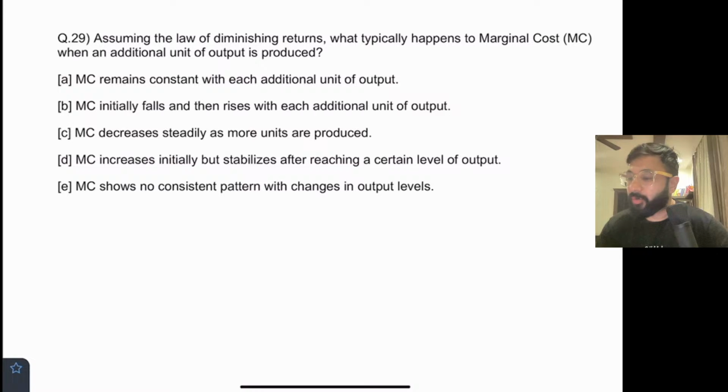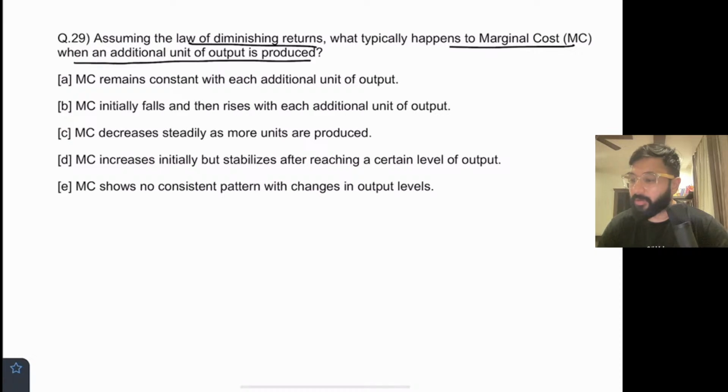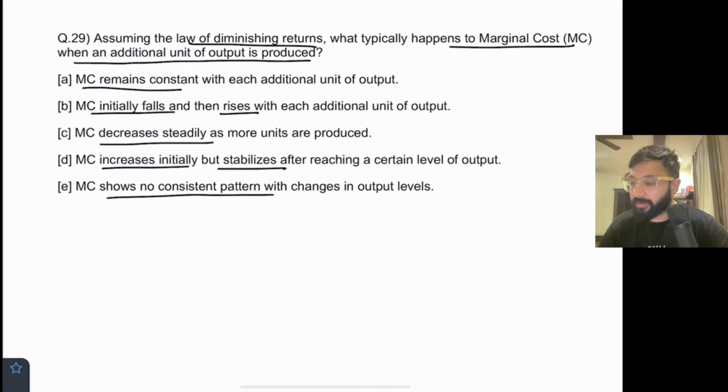आगे चलें. Question number 29. Assuming the law of diminishing returns, what typically happens to marginal cost when an additional unit of output is produced? Remains constant, initially falls and then rises, decreases steadily, increases initially but stabilizes, shows no consistent pattern with changes in output levels.